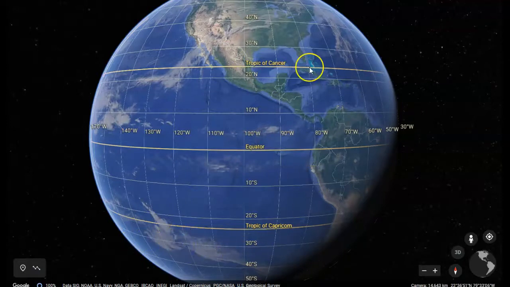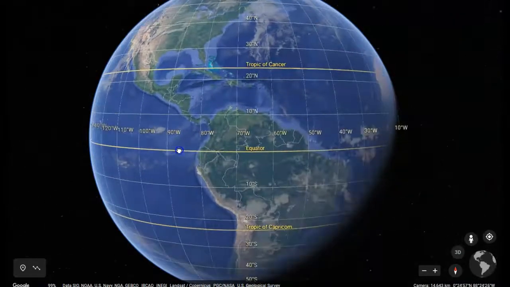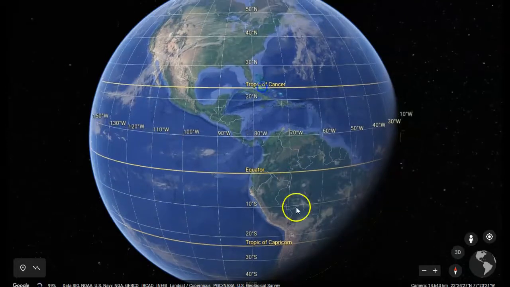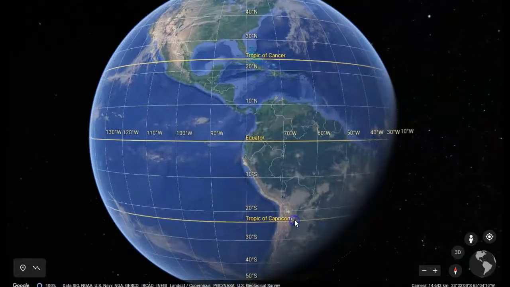I want you to notice there's 3 lines of latitude that are listed. They have actual names. The one in the center of the globe, the fattest part of the globe, is called the equator. And then we have the Tropic of Cancer and the Tropic of Capricorn. We're going to talk about those later.